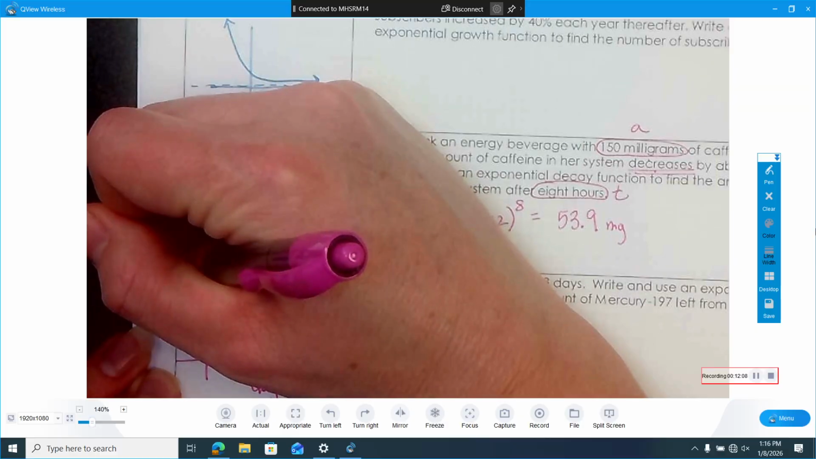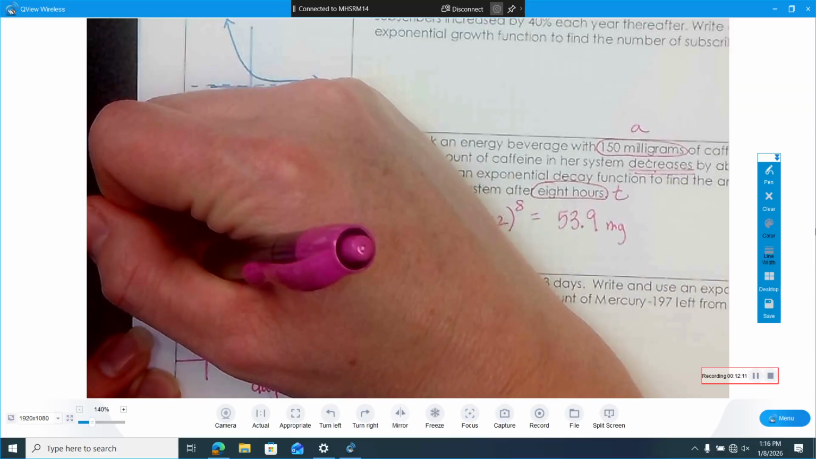What's the chemical symbol for mercury? AG?